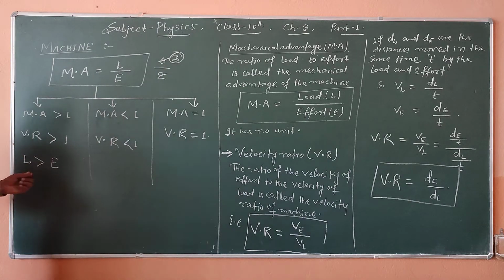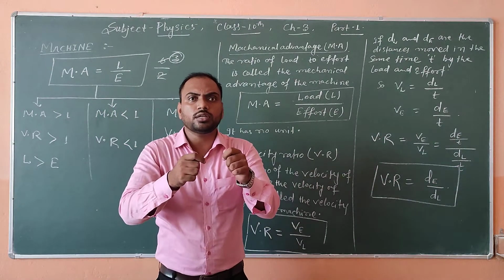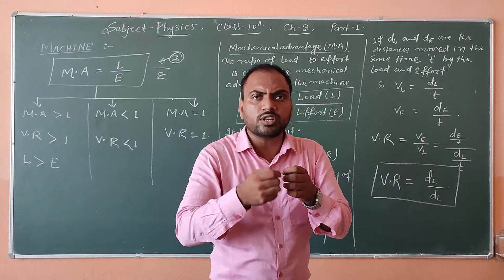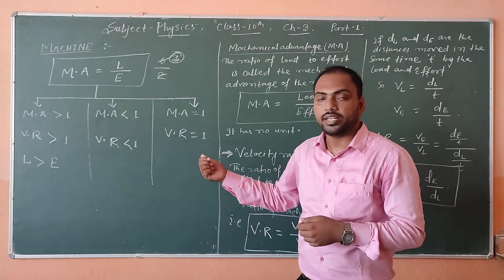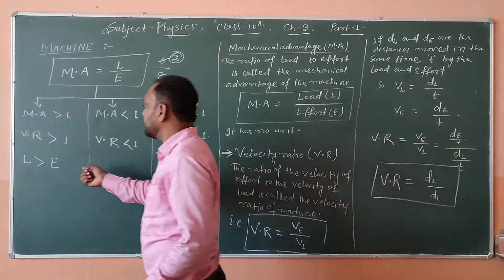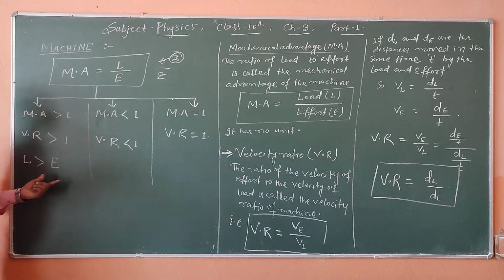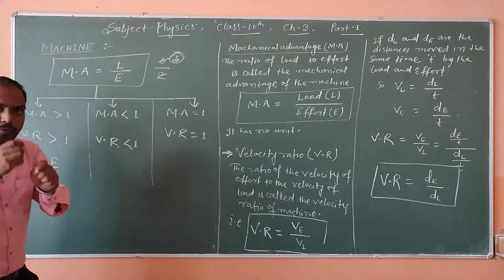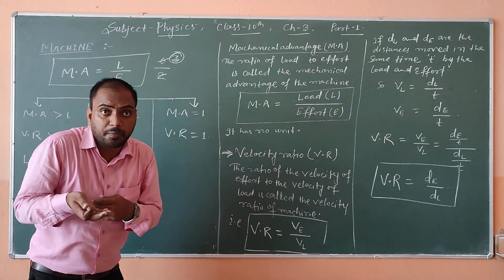Dear, it means that you are applying less effort and doing more work. You are applying 1 Newton force and getting 5 Newton force. It is very easy. It means it is a force multiplier. I hope you are able to understand. Force multiplier means you are applying a force of 1 Newton and getting a force of 5 Newton. It is multiplying the force.